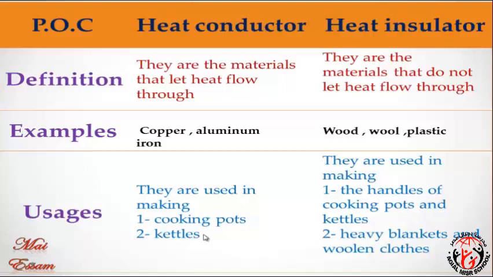Example, copper, aluminum, iron. We know all metals are good conductors of heat, but metals are different in conductivity of heat, where copper conducts heat faster than aluminum. Aluminum conducts heat faster than iron. They are used in making cooking pots and kettles.